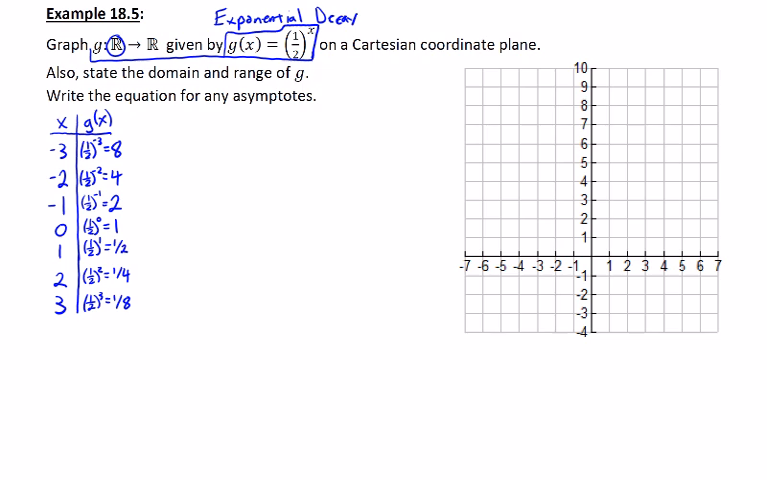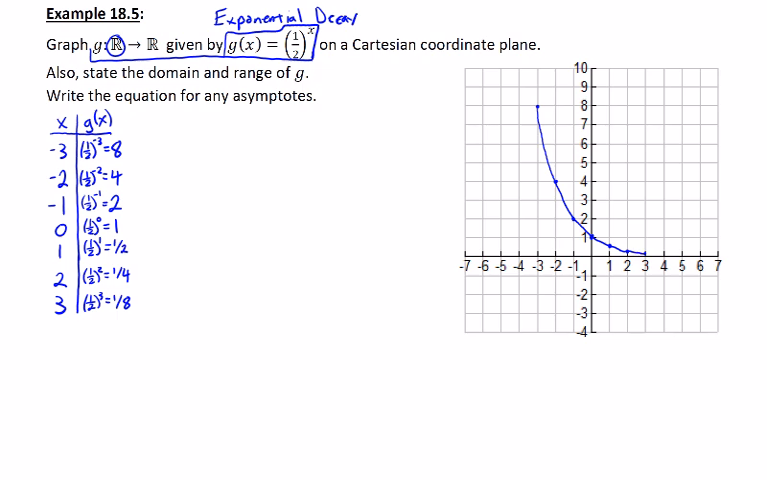Very similar values that we had with exponential growth, but we're going to see that they end up going in different places on our Cartesian coordinate plane. So let me start with -3, 8, -2, 4, -1, 2, 0, 1, 1, 1/2, 2, 1/4, and then 3, 1/8. We still have a nice curvature here, nice smooth picture that we can draw, but instead of increasing, I can see that we are decreasing.